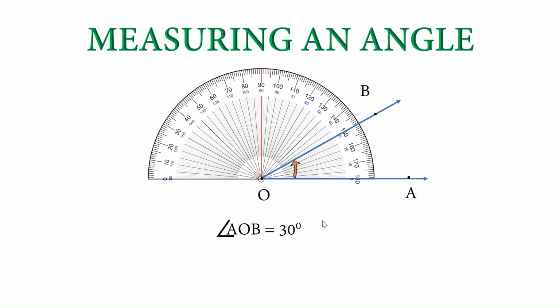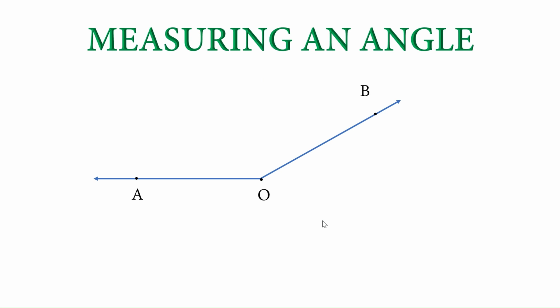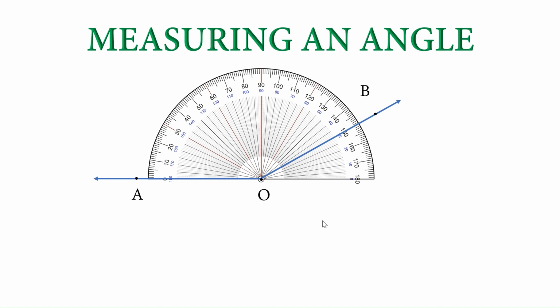Now, if the initial position is towards the left side like this, on placing the protractor above it, we can see that OA to OB would have rotated like this. For that we have to consider the outer scale. So OB is coinciding with 150. 150 is the measure on the outer scale, so this measurement would be equal to 150 degrees.